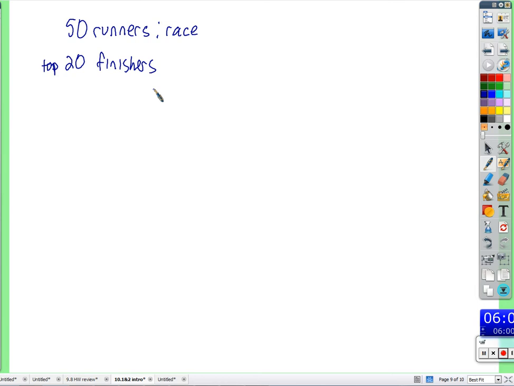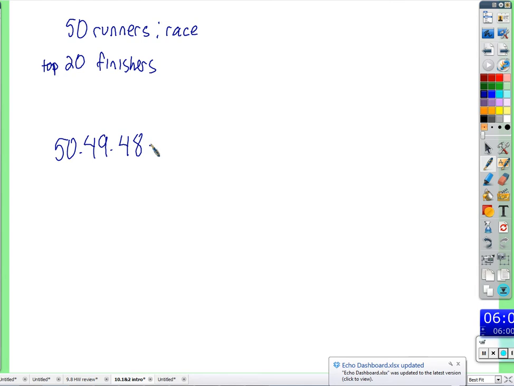Hopefully, we understand what we're looking for. We're looking for the number of ways we can find the top 20 finishers. Okay. So using your experience from the previous two problems, how would you go about doing that? 50, 49, 48, 47. I don't even want to write this out because this is going to take too much time. If we could save time, we should. Well, first of all, what would we go down to?